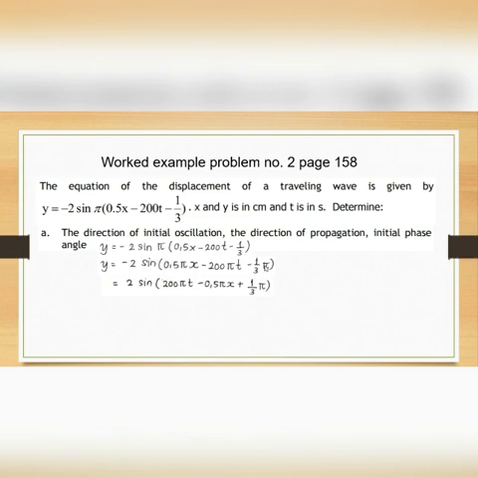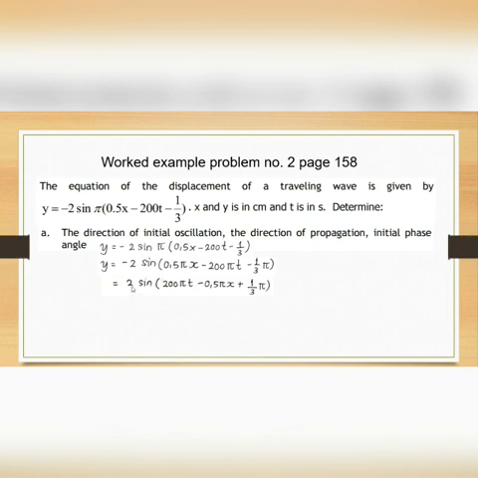This is the theta 0, but we have to change it into the form of y equals A times the sine of (omega t minus kx plus theta 0). So this negative sign is multiplied by 0.5 pi x, so we have minus 0.5 pi x, and multiplied by minus 200 pi, we have 200 pi t. So this is the equation, and we want to find the direction of oscillation.